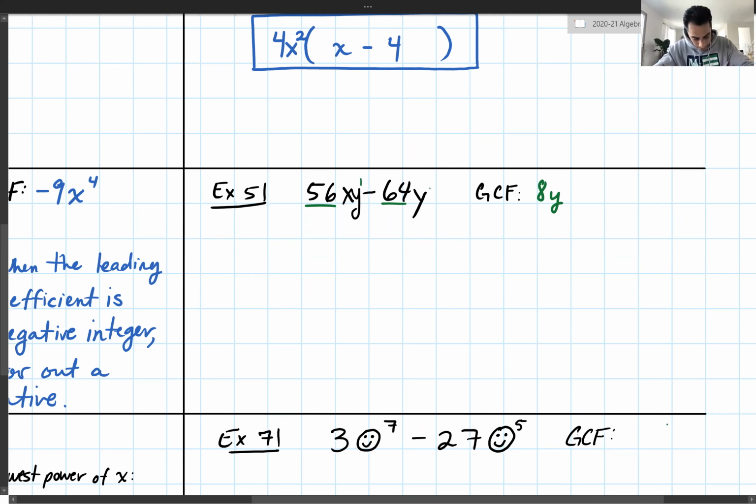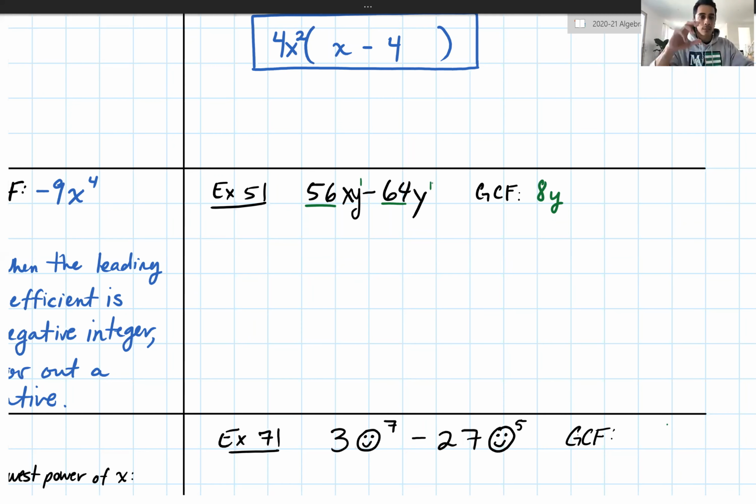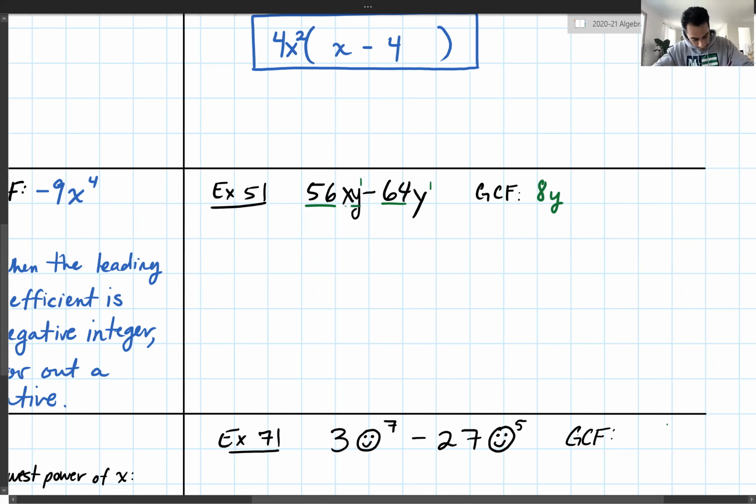So that's technically like y to the first and y to the first. So then the y that we can factor out is just going to be 8y, right? Just y to the first power. That's the lowest power that they both share. That's the y that we're going to be able to factor out. So we're going to divide the entire term by 8y.